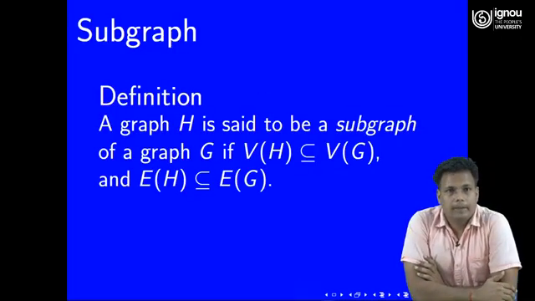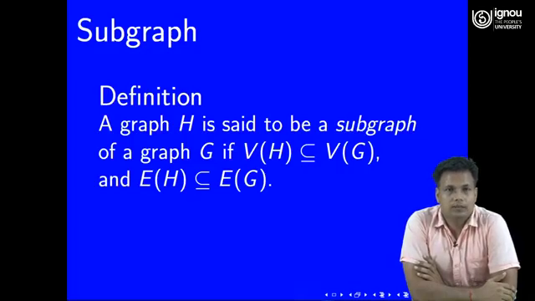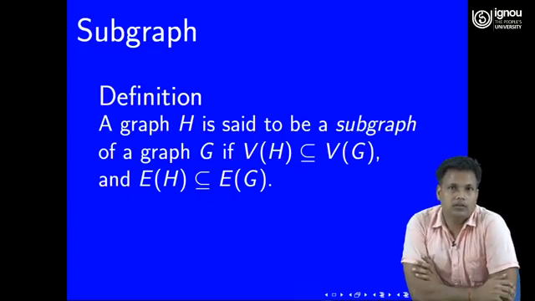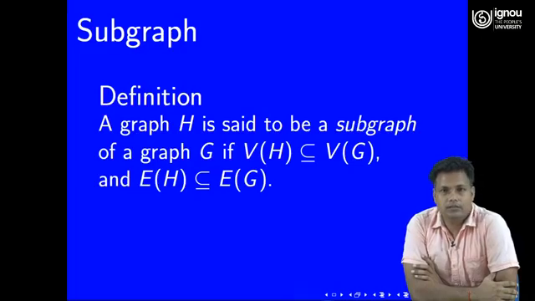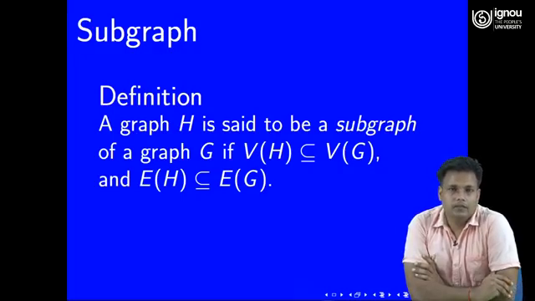Another concept of graph theory is the concept of subgraph. Intuitively, a subgraph is just a portion of a graph. Of course, the portion must itself be a graph. So graph H is said to be a subgraph of a graph G if VH is a subset of VG and EH is a subset of EG. That is, the vertex set and edge set are respectively subsets of the vertex set and edge set of the original graph.